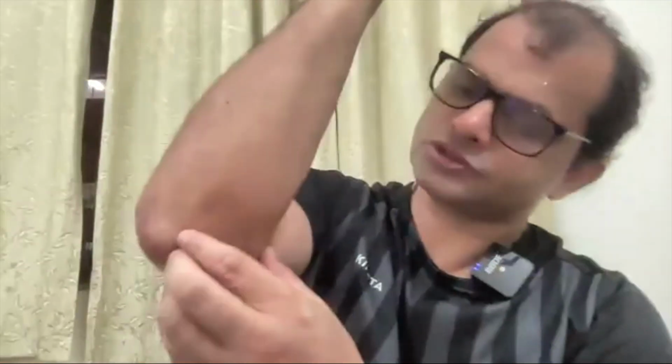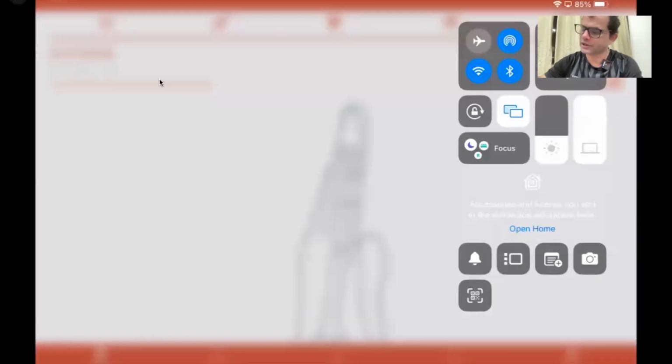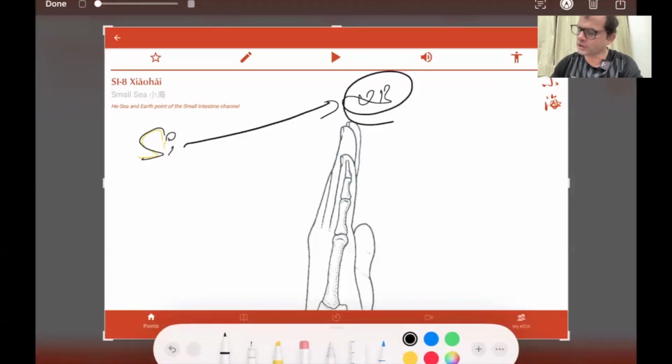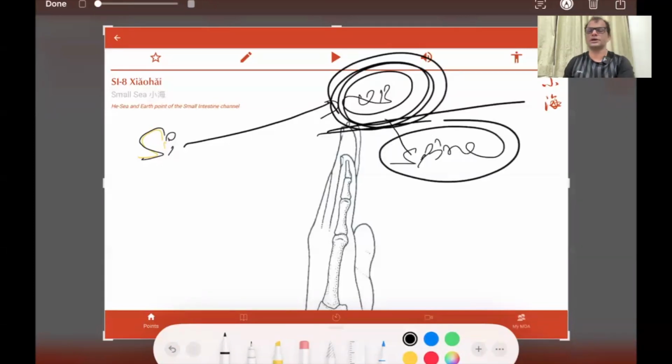So this is the small intestine meridian. Now the small intestine meridian again becomes a very effective meridian, because as soon as you put a point on the small intestine meridian, it will be treating the urinary bladder meridian, and the urinary bladder meridian supplies your spine. We know that the UB meridian supplies the spine.